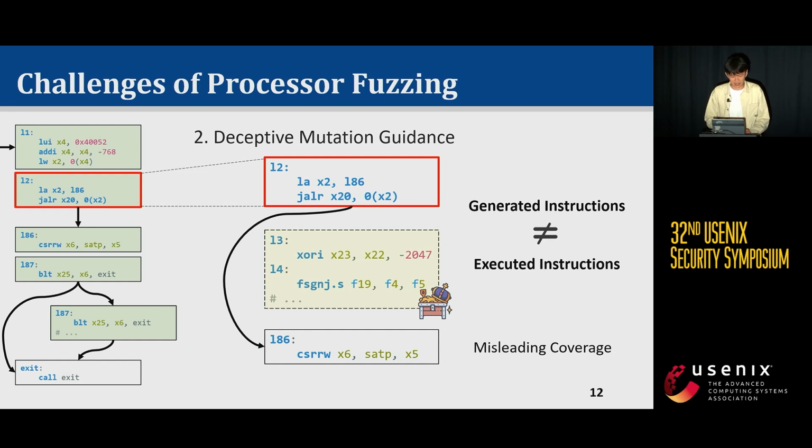The problem is that suppose the escaped code blocks contain some valuable mutations, but the executed code blocks do not contribute to the final coverage. The fuzzer will consider all these mutations unhelpful and will eventually discard them.